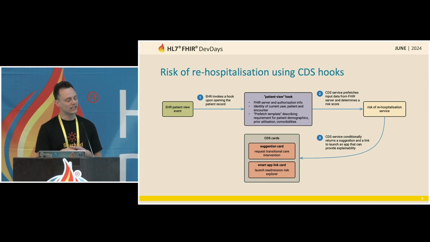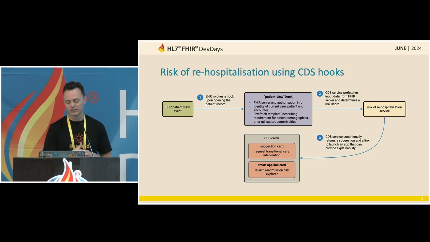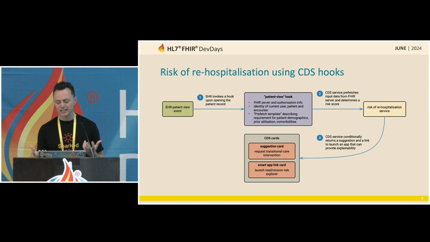The Smart App Link card provides a link that launches a smart app in context. This smart app may be capable of complementing the result or providing an interface to further query the data or perform common follow-up actions. In this example, it could be a visualization of an explanation of the result, such as the most important variables that contributed to the prediction.